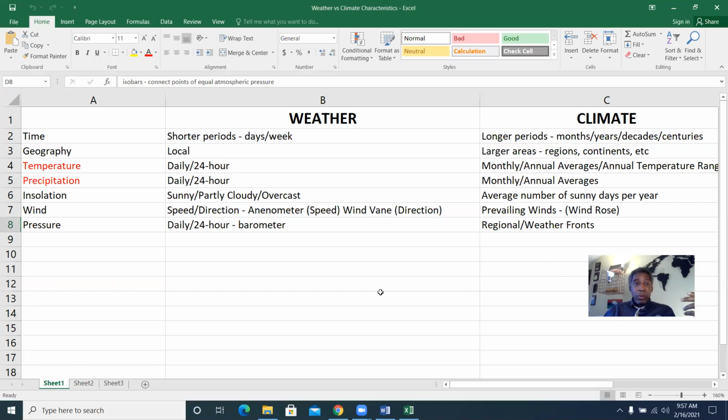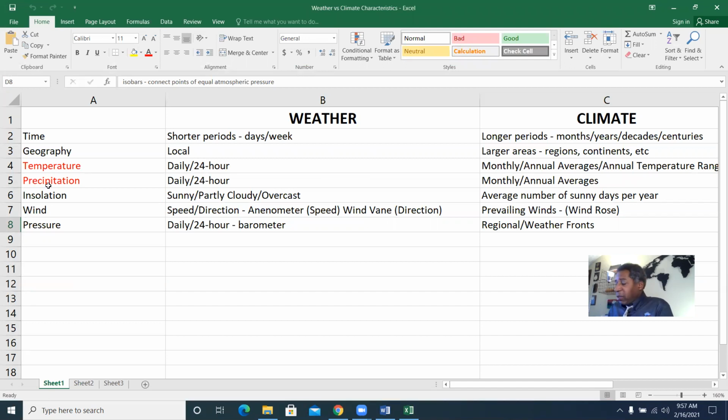The atmospheric conditions include temperature, precipitation, insolation, which is incoming solar radiation, wind, pressure, and other variables. So those are the variables in common in terms of weather and climate: temperature, precipitation, insolation, wind, and pressure. Temperature and precipitation are the two main elements of weather, and especially climate. When we start to look at climate, we will really start to take a deep dive into historical data.